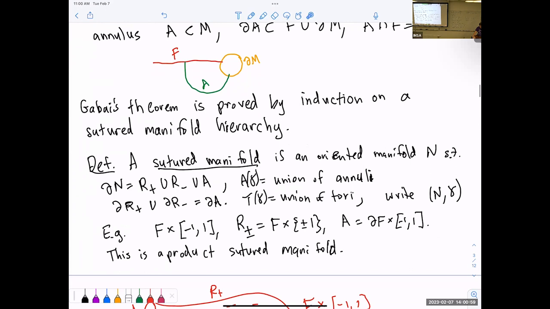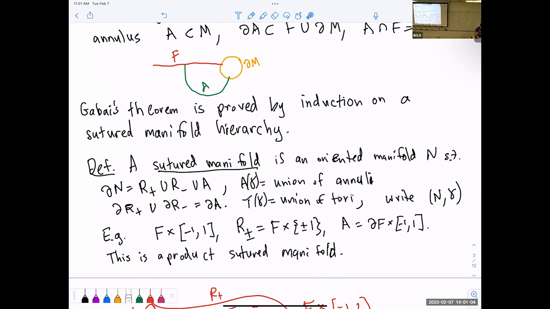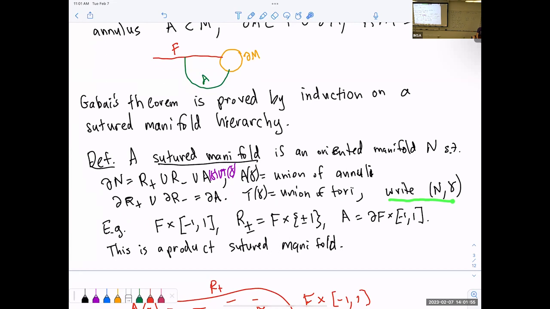So a sutured manifold is an oriented manifold, usually with boundary today, but you can also have closed ones. The boundary of the manifold is decomposed into subsurfaces. There's a surface R plus, a surface R minus, and A, a union of annuli. I think I dropped off the T here, so A of gamma and T of gamma. T of gamma is a union of tori. The interiors of R plus and R minus are disjoint, and the boundary of R plus and the boundary of R minus will be the boundary components of A.